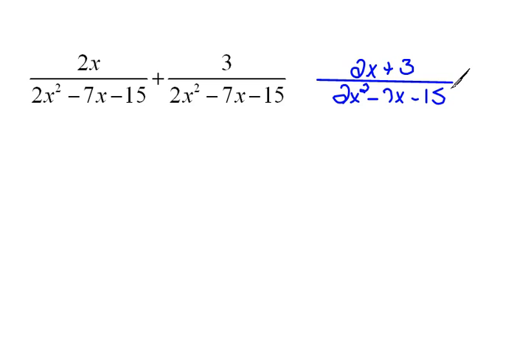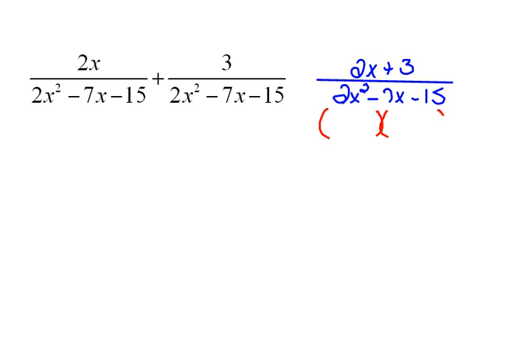So our numerators here are 2x plus 3. Now, this is the answer, but it may not be the best answer. We have to always make sure that there's nothing that would cancel. So in order to do that, it has to be fully factored. 2x plus 3 is fully factored. There's nothing else we can do with that. But the 2x squared minus 7x minus 15, that's a trinomial. We might be able to factor that down some.